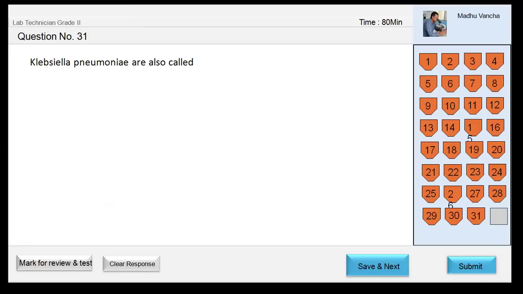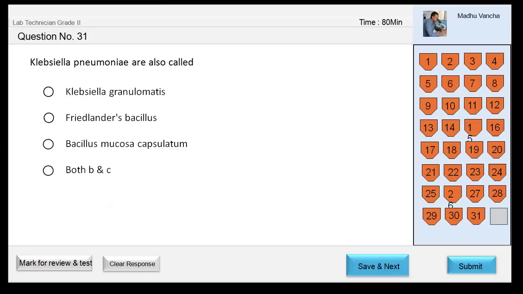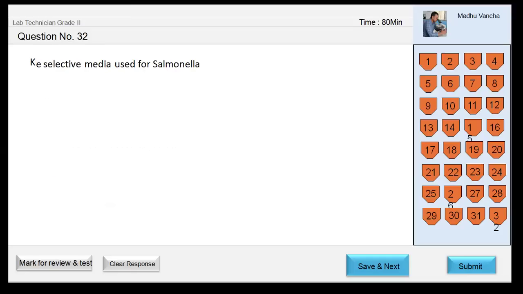Next question, Klebsiella pneumoniae is also called as option A, Klebsiella granulomatis. Option B, Friedlander's bacillus. Option C, Bacillus mucosus capsulatus. Option D, both B and C. Here the right answer is option D, both B and C. So Klebsiella pneumoniae is also called Friedlander's bacillus and Bacillus mucosus capsulatus.